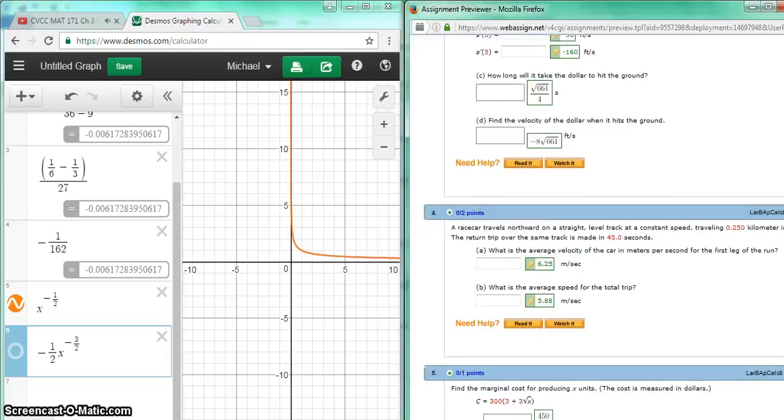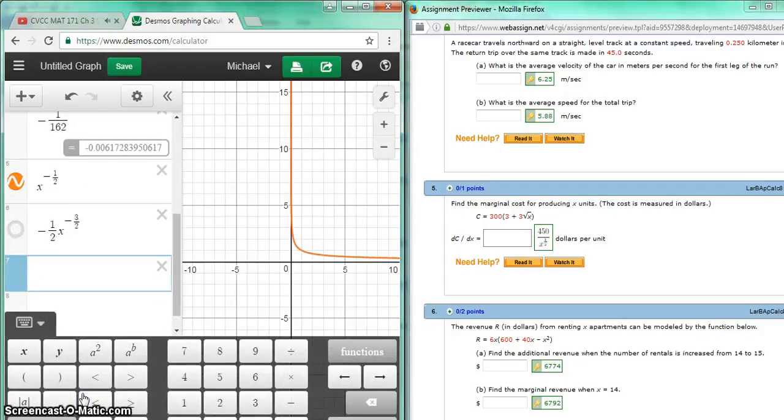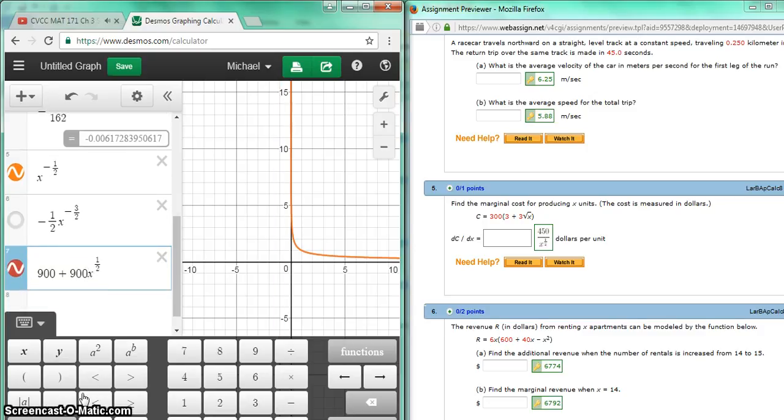Another one I want to look at is number 5. So here it gives us a marginal cost. And so the marginal cost, when you see marginal, that means we're looking for a way to find the slope at a particular point. And so on this one, we're just going to find the derivative. So we would distribute, and then we'd have, on this particular problem, I think we'd have 900 plus 900, and I'm going to go ahead and say x raised to 1/2. Whenever I see these roots, I'm going to change it to x to 1/2.